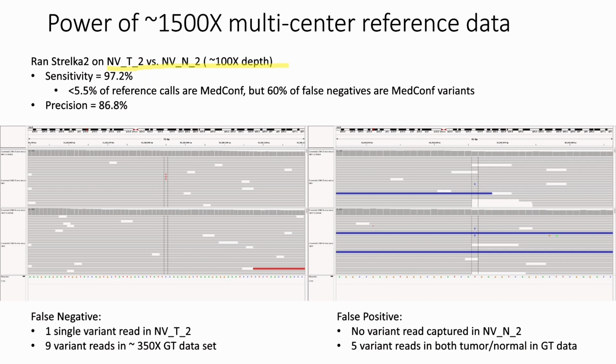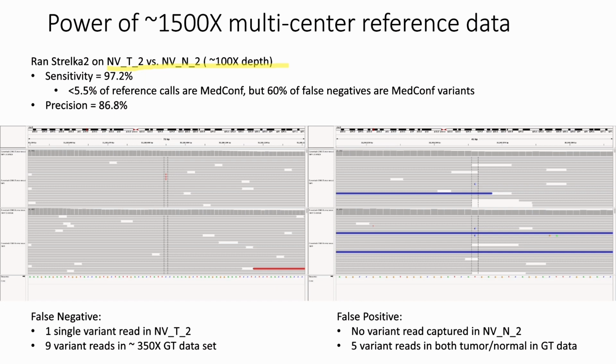Of the somatic mutations not called by STROGA2 in this dataset, 60% of them are medconf calls, even though medconf calls make up less than 5.5% of the whole reference call set. This means that using STROGA2 in this dataset, we can recall almost all of the high-conf calls in the reference call set, but medconf calls were considerably more challenging.